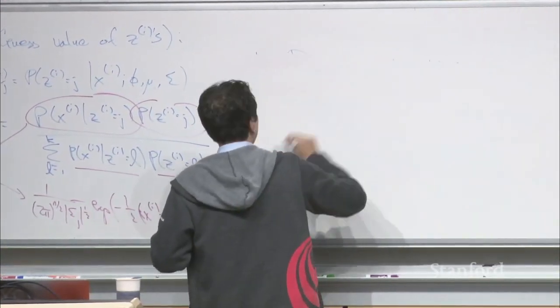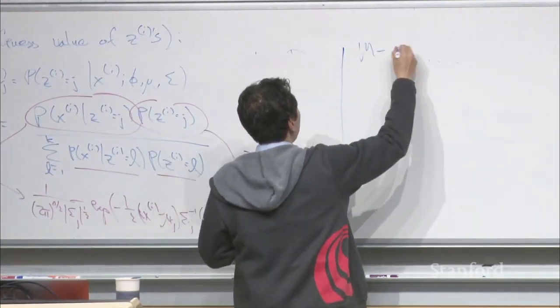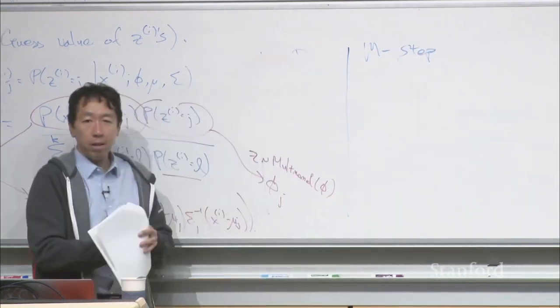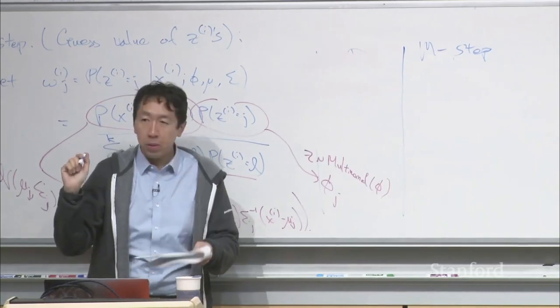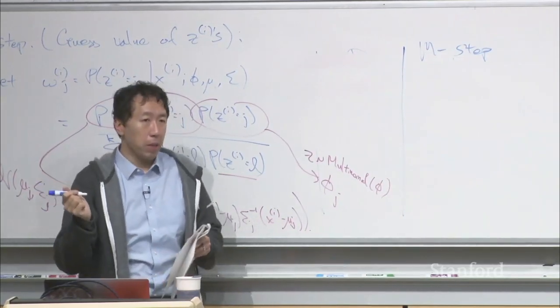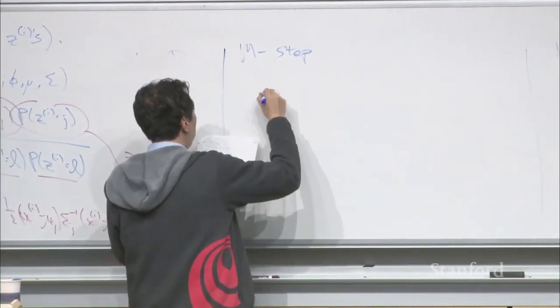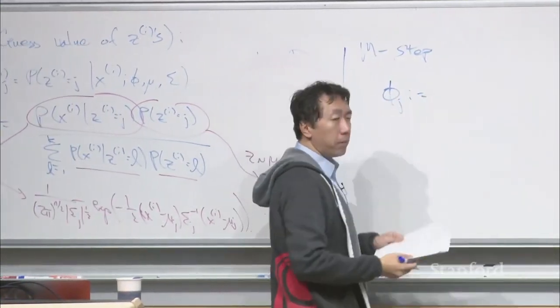So that's the E step. And you compute the w_ij for every single training example i. Right? Next, the M step is, yeah.